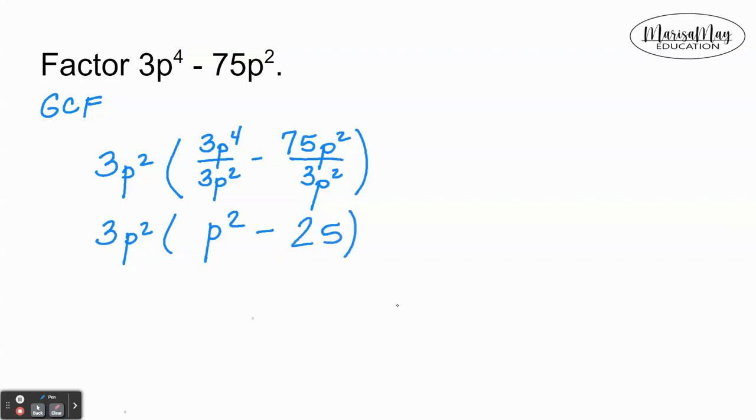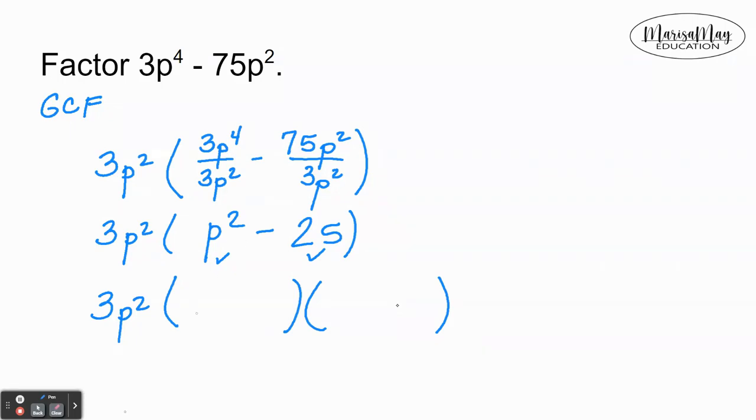Okay. So now we have this 3p to the second out front, and then I want you to look at what we have on the inside of our parentheses. We have p to the second and 25. Those are both perfect squares. And the way we factor that is into two parentheses. We take the square roots.